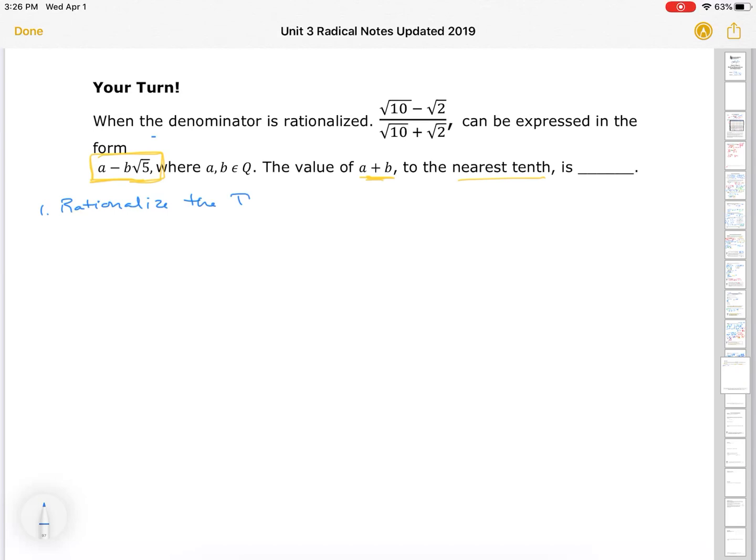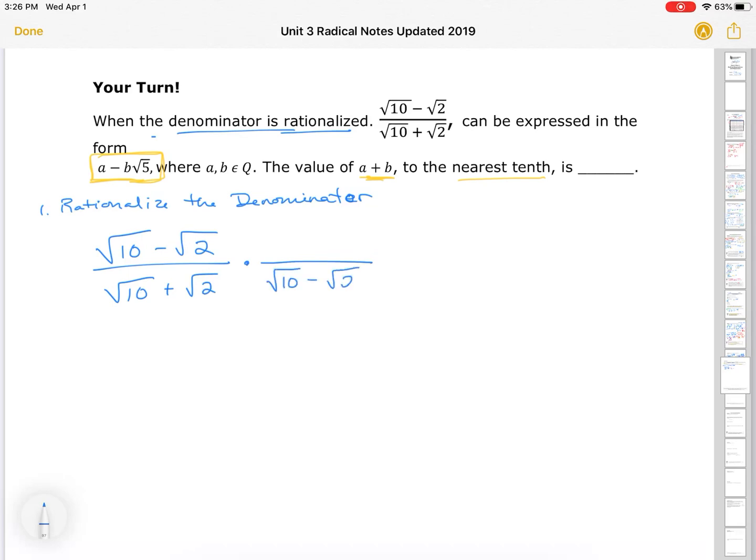So first step is to rationalize the denominator. That's what it's asked us to do, okay? So we're going to take root 10 minus root 2 all over root 10 plus root 2. Now we look at the denominator, rationalizing this denominator. It's basically root 10 minus root 2, and the same thing up top. It's got to be the same thing in this fraction so that we're multiplying by 1. Then we're going to multiply through. On the top, you're going to have to FOIL.